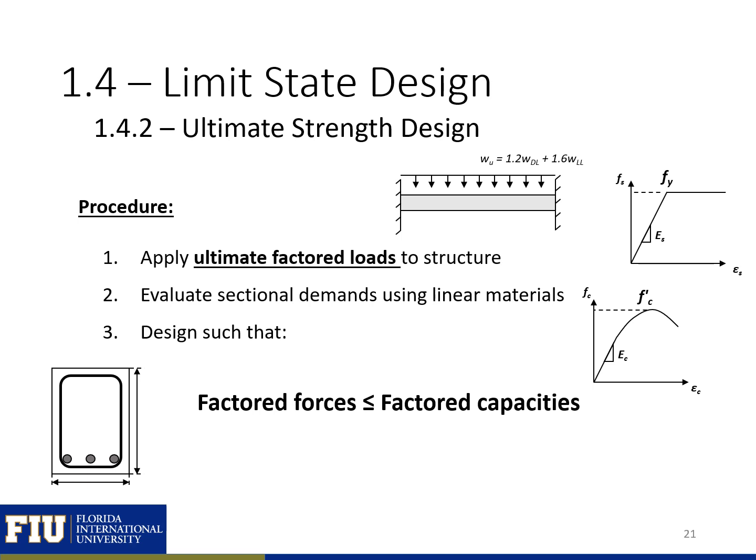In ultimate strength design, we apply ultimate factored loads to the structure. So we factor our dead load and we factor our live load. Then we evaluate our section demands using our material properties. So typically we'll use our yield strength in our steel, and we'll use the compressive strength of our concrete. And our design objective is to have our factored forces less than or equal to our factored capacities. So in ultimate strength design, we're reducing our capacity and we're factoring and increasing our forces.